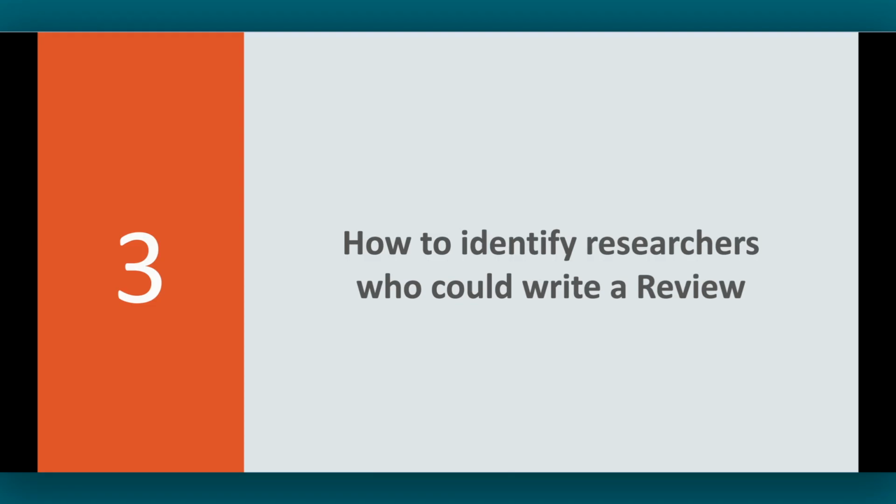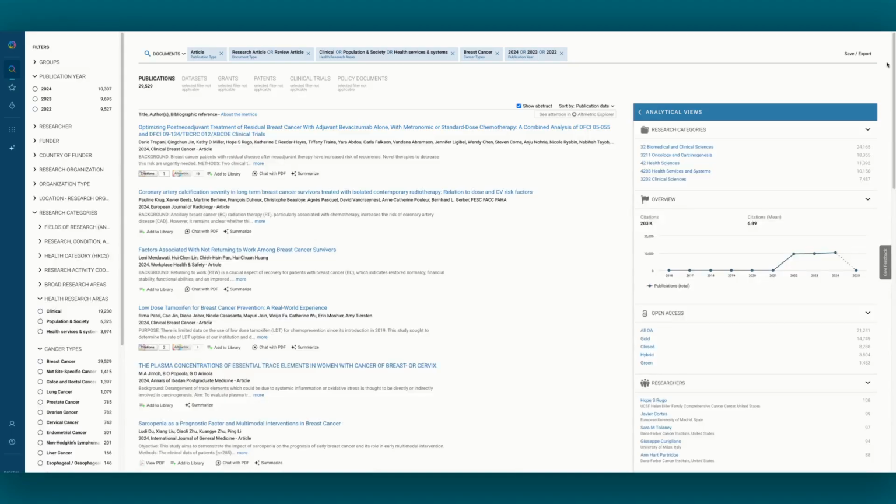So far, we've looked at how to identify key opinion leaders and to work out which journals they've been publishing in. For this third and final part, we're going to use Dimensions to identify researchers who could write a review article. So if you're the editor of a journal and you need to commission researchers to write reviews, this section should be of interest to you. For the purposes of this exercise, we're going to pretend that we are the editor of an oncology journal who wants to commission a review article on breast cancer.